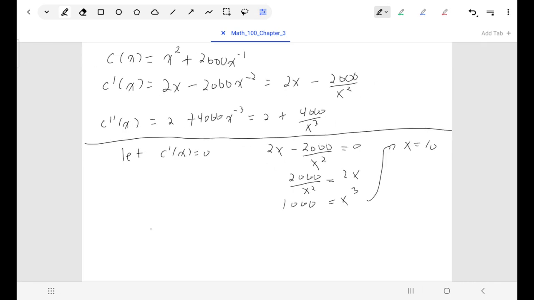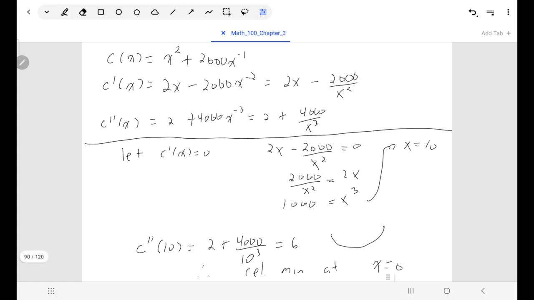And I can check to see what's going on as far as concavity goes at 10. C double prime of 10 is 2 plus 4000 over 10 cubed, which gives me 6. And of course, that's a positive number, which means we are concave up. So I know for sure there's a relative minimum cost at x being 10. So now the question that I have is, number one, what is that cost? And number two, do I get something different closer to the endpoints? Do I get something even smaller?